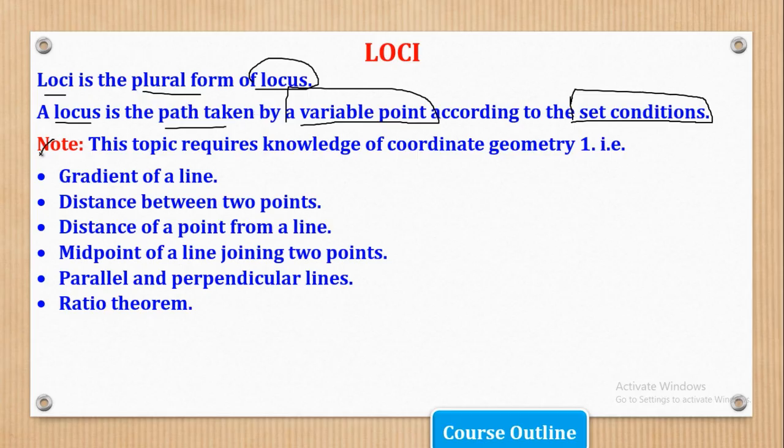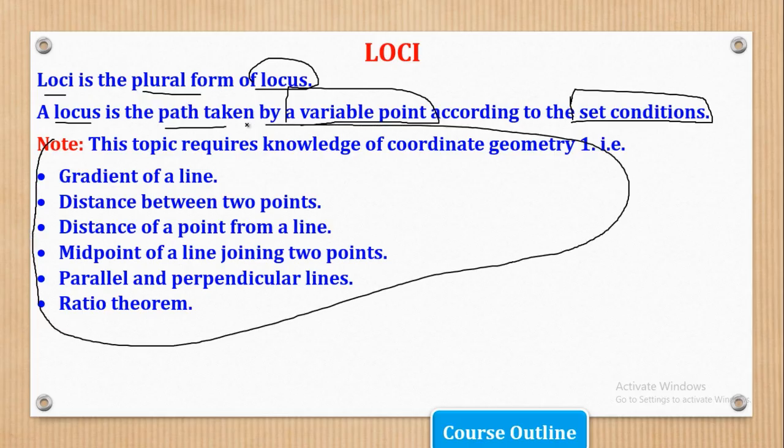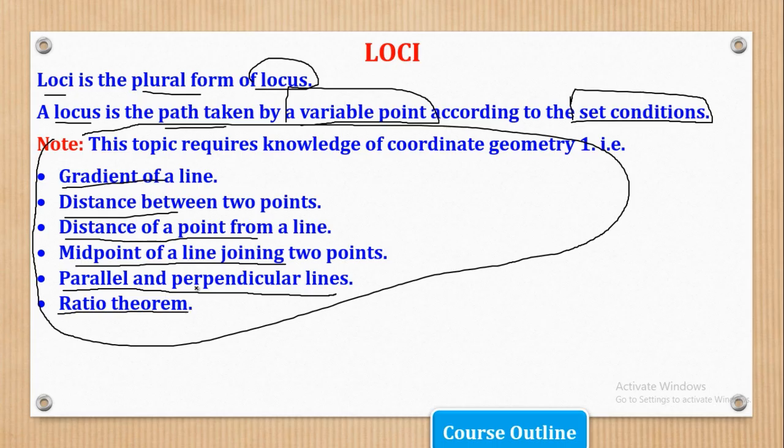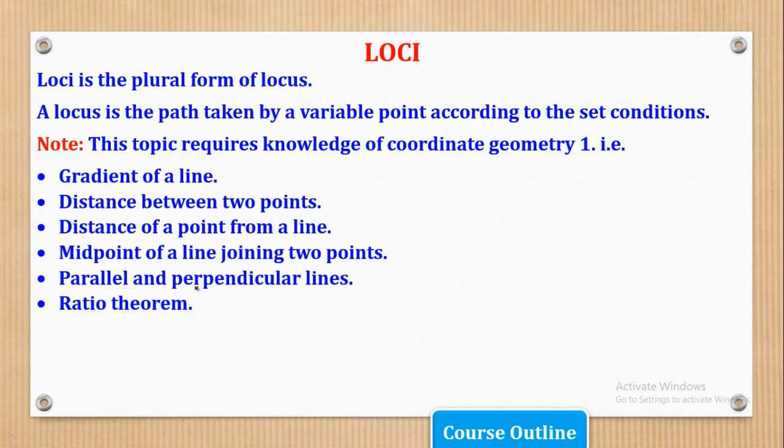The other knowledge you need is the one which we covered in the previous video of coordinate geometry 1. Therefore you need to know: 1, how to get the gradient of a line; 2, how to get the distance between 2 points; 3, how to get the distance of a point from a line; 4, how to get the midpoint of a line joining 2 points; 5, parallel and perpendicular lines; and lastly the ratio theorem in vectors. When you know that, then you can easily go through this topic of loci.